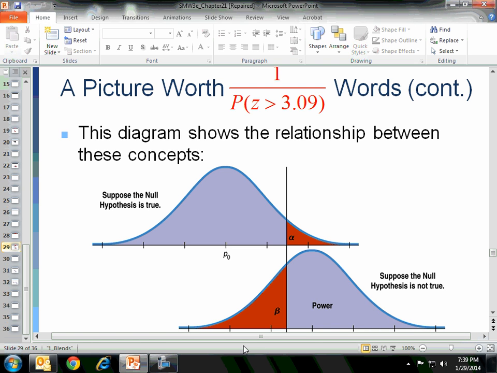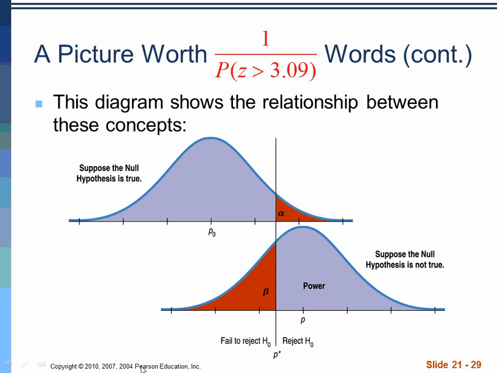So in the last video we ended off here, and again to show you the inverse of our diagram here of alpha and beta. So this diagram shows the relationship between these two concepts. Suppose the null hypothesis is true. So again, here's our true. Here's alpha. And then down here, suppose the null hypothesis is not true. Here's beta. As alpha decreases, beta increases.